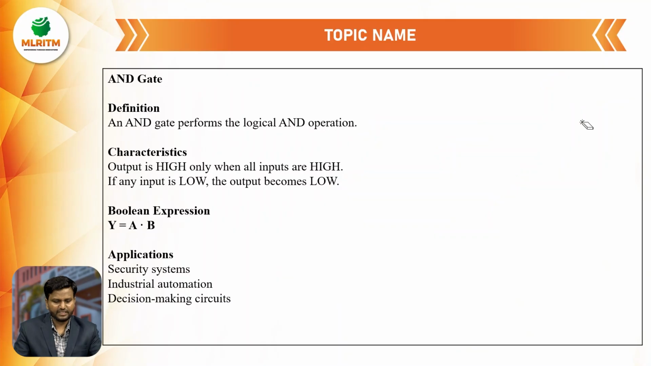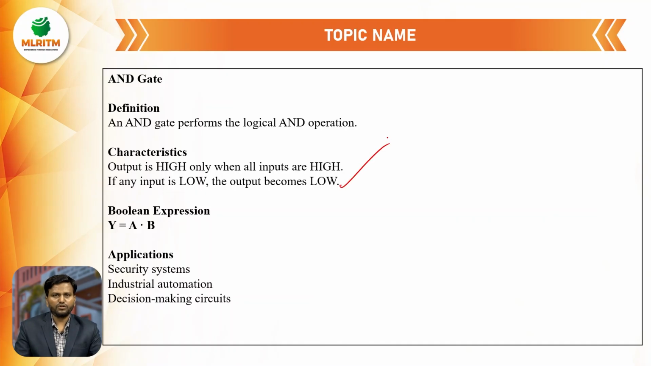The AND gate definition: an AND gate performs the logical AND operation, and its characteristic is that output is high only when all inputs are high. Output high means the highest value, which is 1. A and B values are 1, so we get the highest value 1. Output is high only when all inputs are high. If any input is low, the output becomes low.